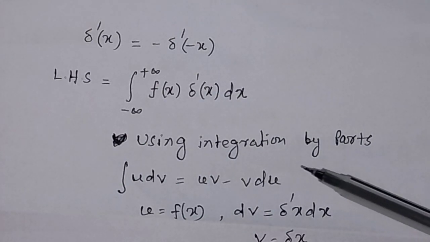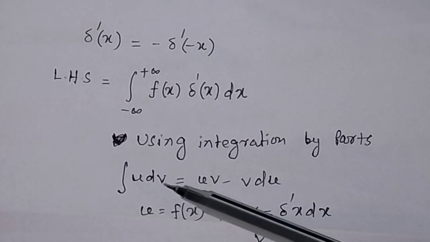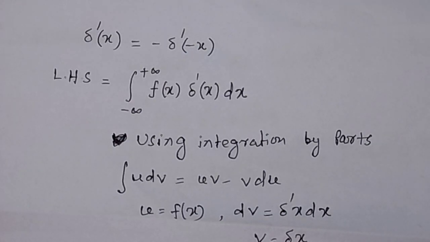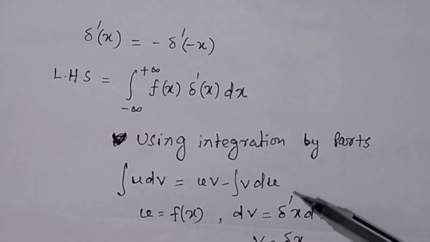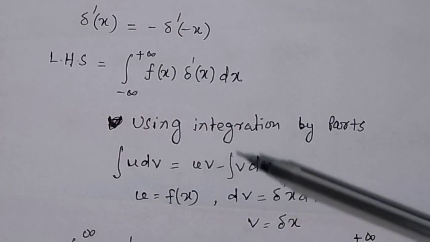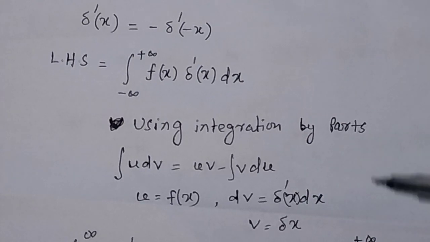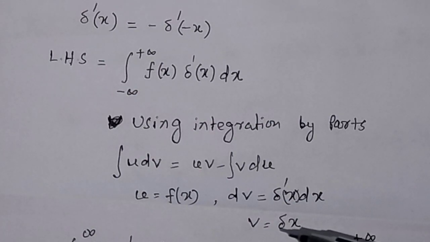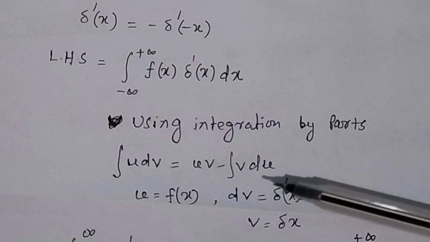And we use integration by parts. In integration by parts, we know if you have two functions u and v, then the integration of u dv is equal to uv minus the integration of v du. So here we will take f x as u, and dv we take as delta dash x dx. So what will v be if you take the integration? This will be equal to delta x. So v will be equal to delta x and u equal to f x. Now you use the standard formula for integration by parts here.